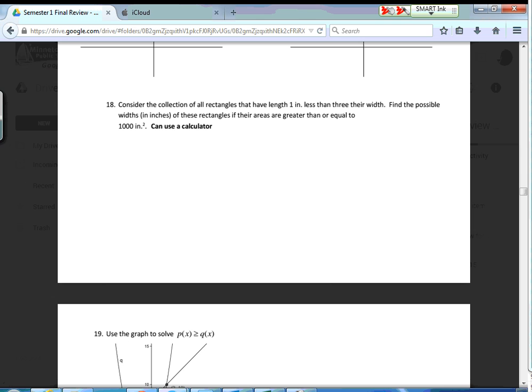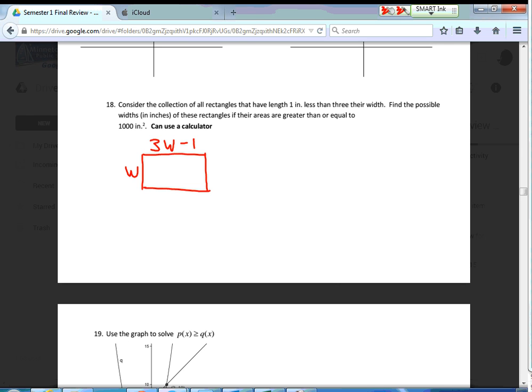So when this is the collection of all rectangles, it's just saying you don't know what this rectangle looks like. It could be many different ways to draw it, okay? But it has a length 1 less than 3 times the width. So once again, draw a picture, label it. Here's width. Length is 1 less than 3 times the width. Here's 3 times the width, and then 1 less than that. Make sense?